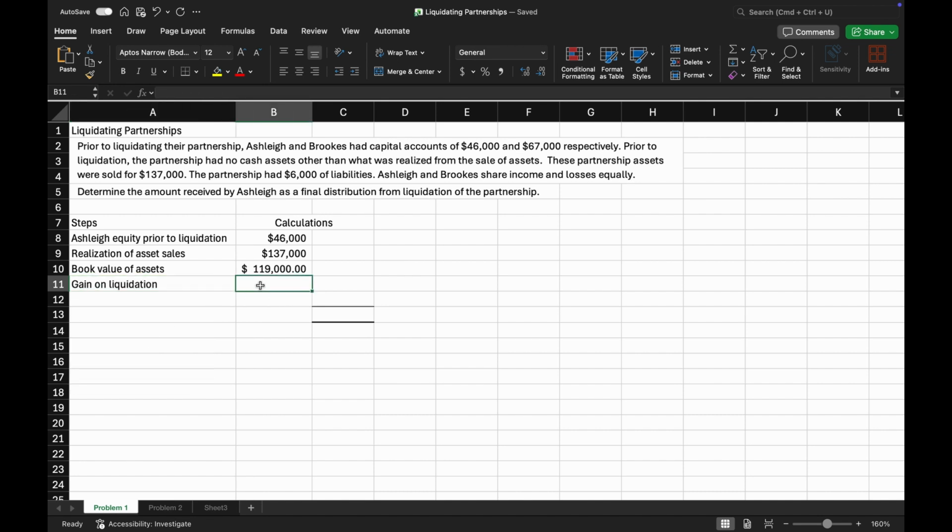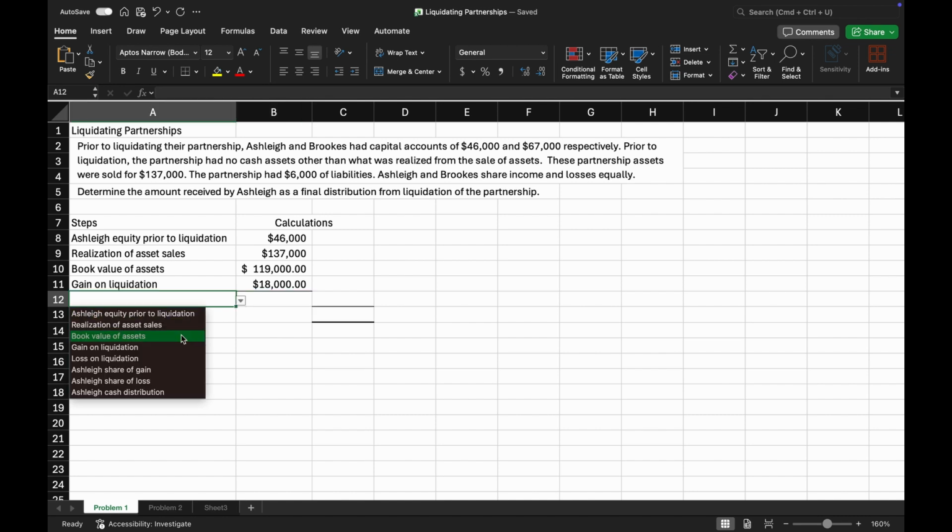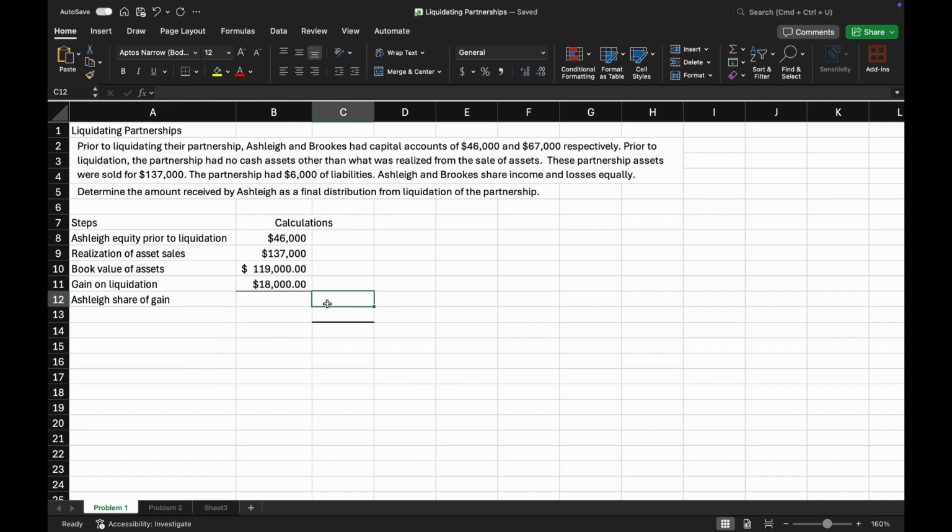To find the amount of this gain, all we need to do is $137,000 minus $119,000, which comes out to $18,000 for the gain on the partnership liquidation. Next, we must allocate the gain to the partner capital account based on the income sharing ratio. Since Ashley and Brooke share everything equally, as stated in the problem, the sharing ratio is simply 1-to-1 or 50% for each partner. For Ashley's share of the gain, all we must do is $18,000 times 0.5, which comes out to $9,000.